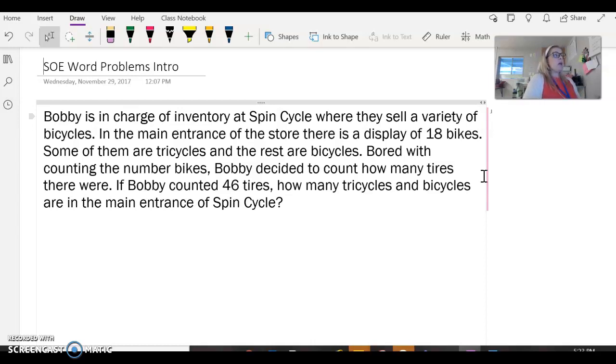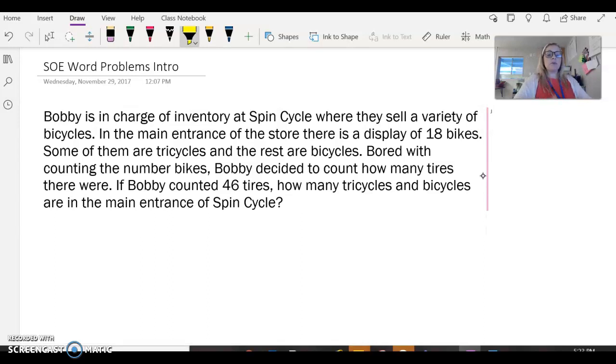All right, so here we have Bobby. He's bored with counting, and they sell a variety of bicycles. Some of them are tricycles and some of them are bicycles. When you're interacting with this, it's really important to highlight key information. I cannot stress that enough. You should be interacting with this problem.